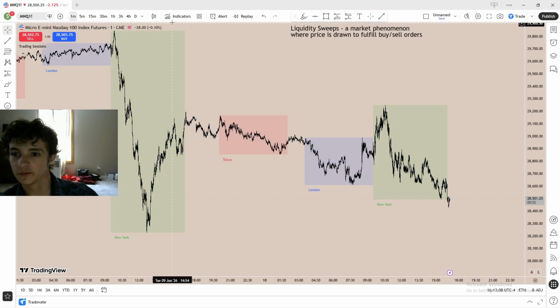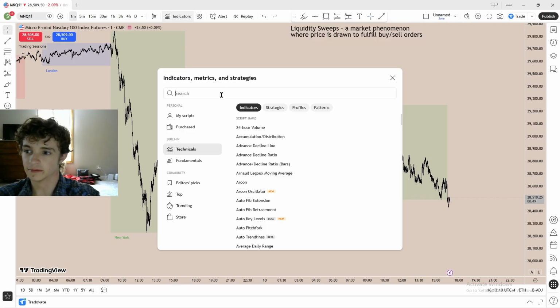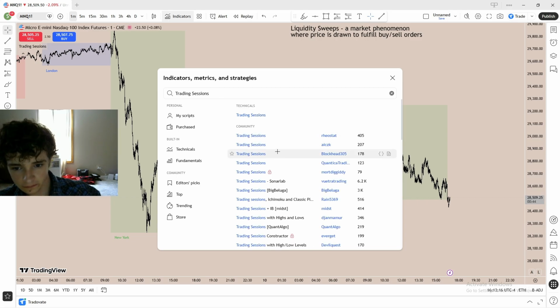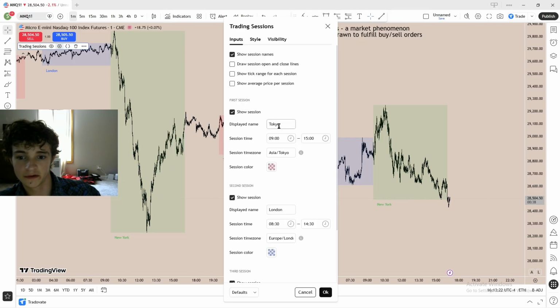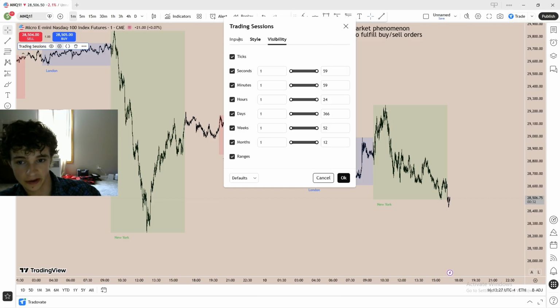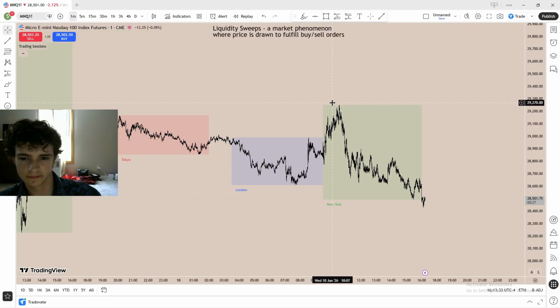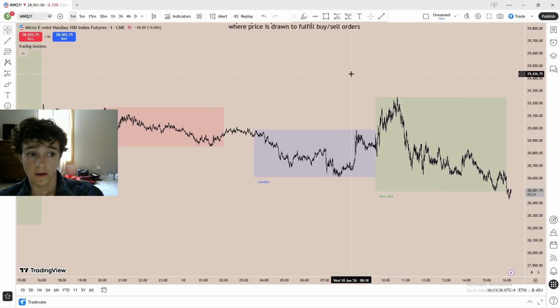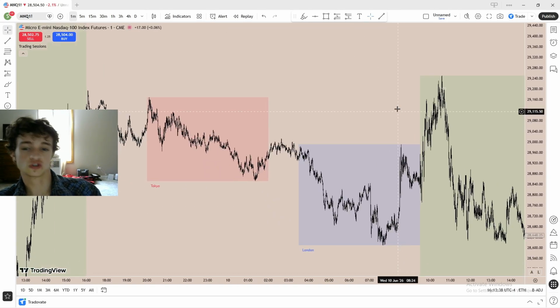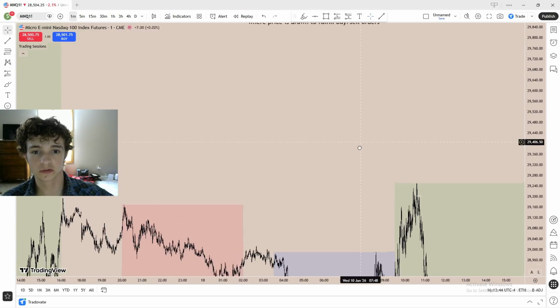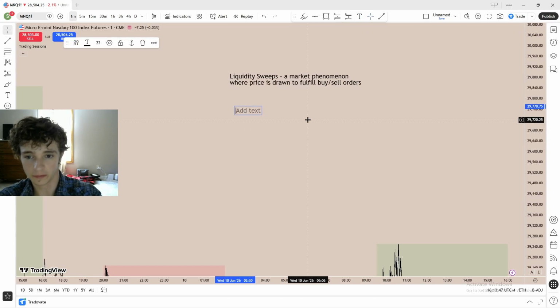Here's the indicator. If you want to go to indicators, I literally just type in trading sessions. I'm pretty sure it's this one that I use. And then here's all my settings for it, if you want to use that. I'm going to have my settings be pretty minimalistic. So, whenever we're talking about draws and liquidity, you're going to want to mark the draws and liquidity.